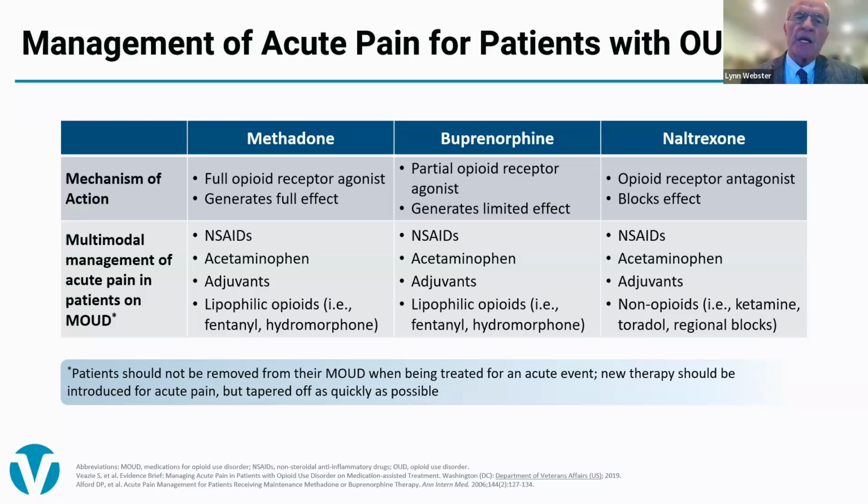With naltrexone, of course, since their receptors are blocked, you have to find a non-opioid treatment for their pain. Ketamine is one of the treatments that have been common while they're in the hospital, but there are other strong analgesics. Toradol is a very powerful non-steroidal anti-inflammatory, but doing regional blocks will mitigate the need for any analgesic if it can be effectively used and instituted before the acute event, before surgery, and then maintained for a period of time postoperatively.